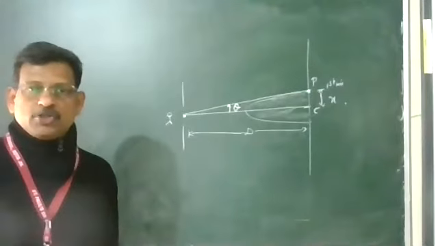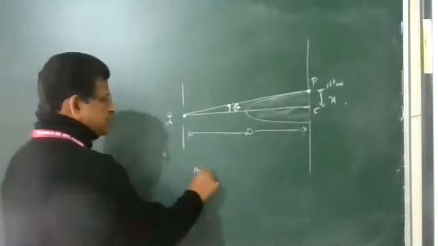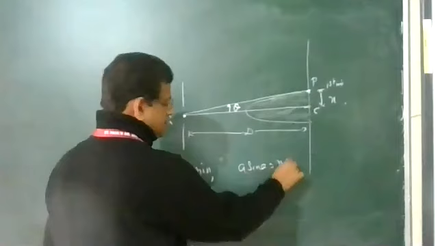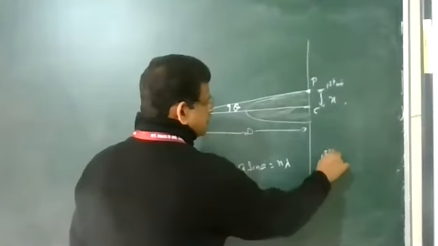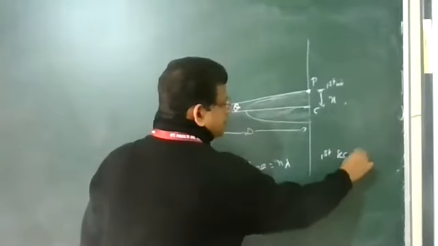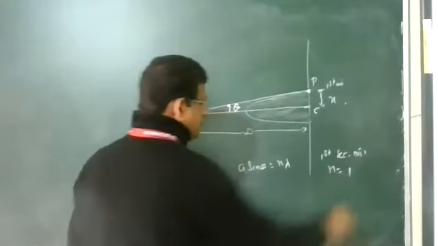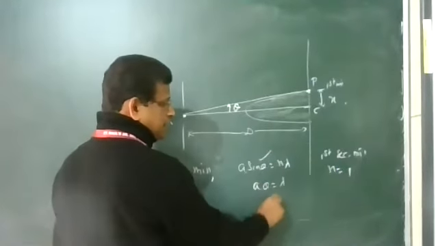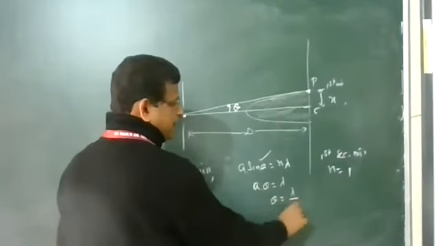So where will be the position of the first minimum? For minimum, the condition is a sin theta equal to n lambda. For the first secondary minimum, n equal to 1, and theta is taken as very small. So a theta equal to lambda, so theta is equal to lambda by a. This is equation number 1.